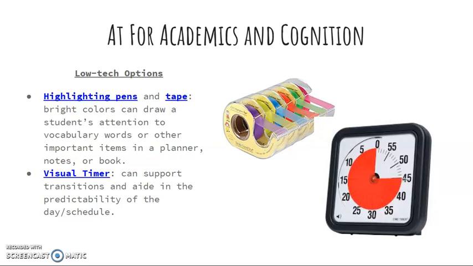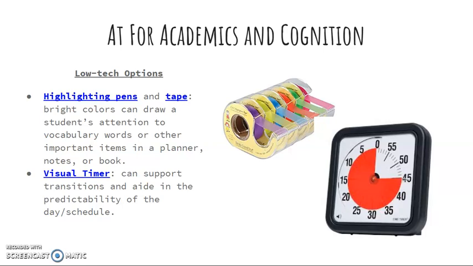There are low-tech options available to support the academic and cognitive skills of our students with autism. One example would be highlighting pens or tape. Our students with autism tend to have strong visual skills. They are visual learners, and highlighting pens and tape can support drawing their attention to vocabulary words or other important items in a page of paper or text. This can include planners, notes, or books. Highlighting pens are perfect for materials that can be written on or drawn on.